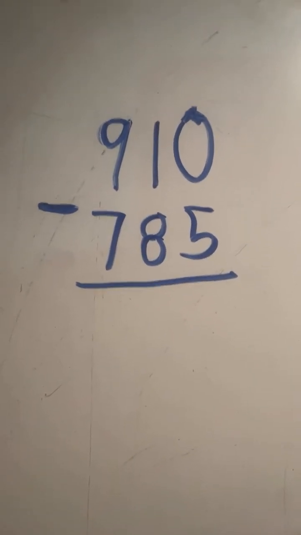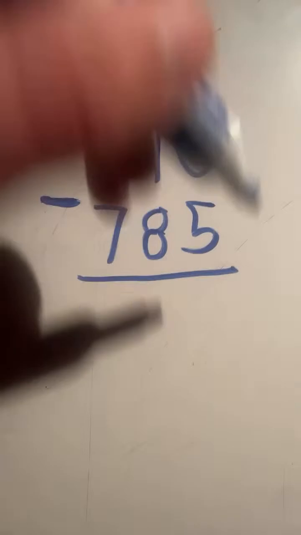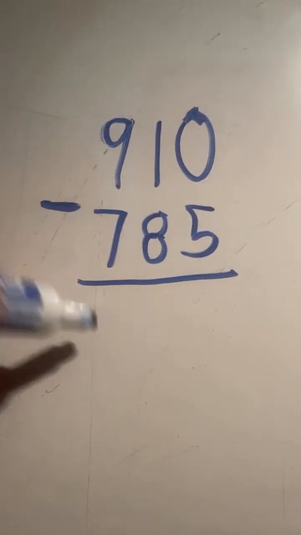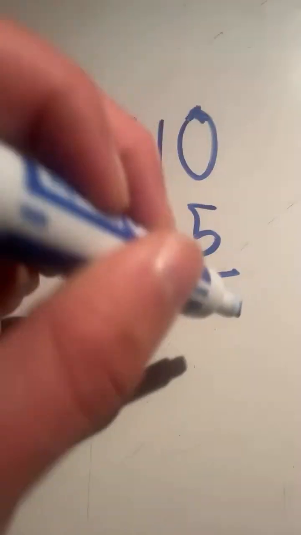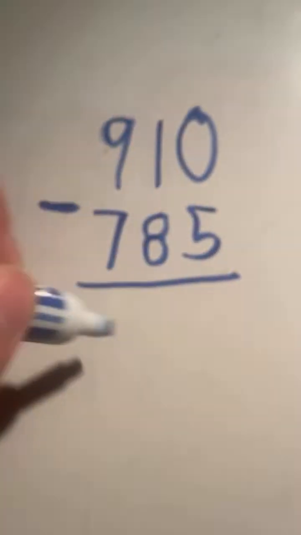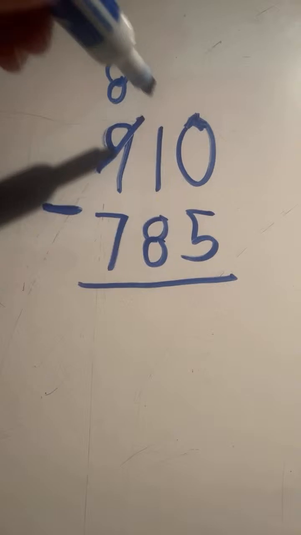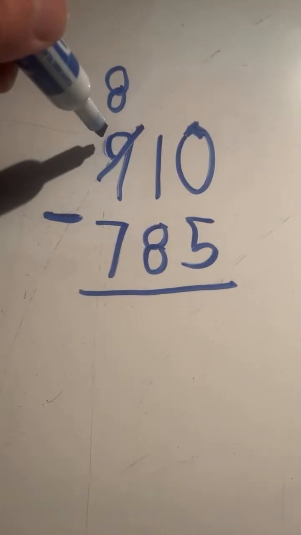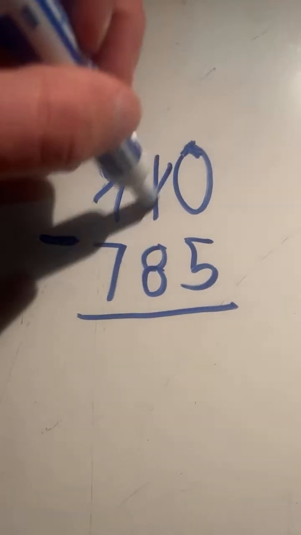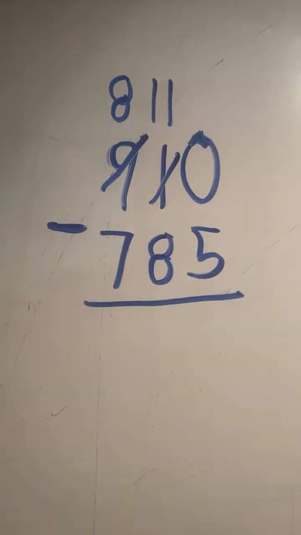So as you can tell, I always regroup from left to right, and then I subtract from right to left. Regroup left to right, subtract right to left. So we're going to take away 1 from the hundreds place and add that to the tens place. So the 9 is going to become an 8. The 1 is going to become an 11.